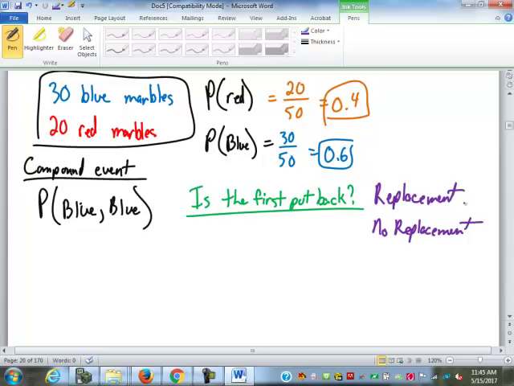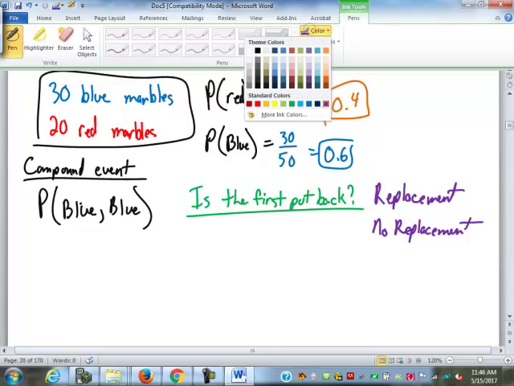In this case, we're drawing out 2 marbles. We need to know, was that first marble put back in the box before we drew the second marble? Because if it is, that changes the probability compared to if it isn't. For example, let me show you here.